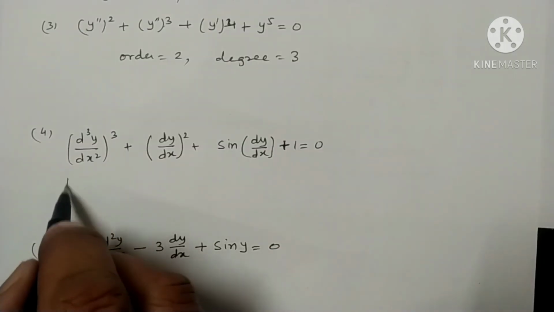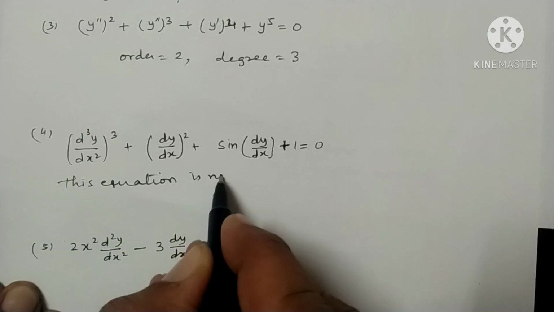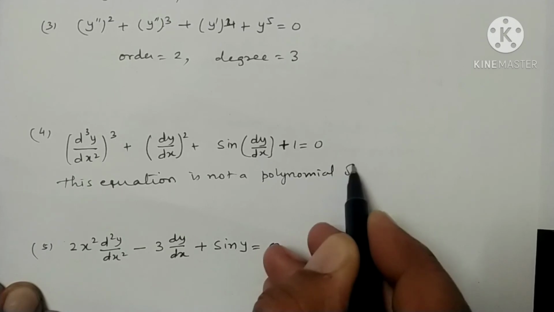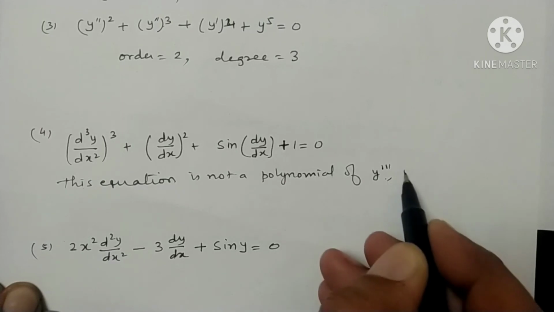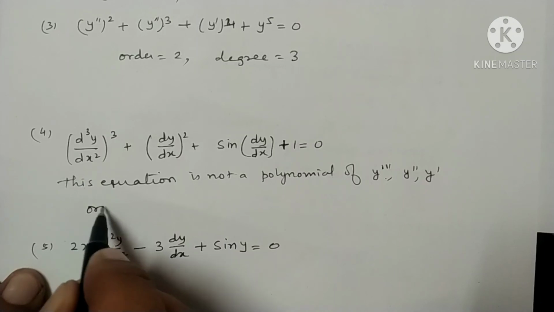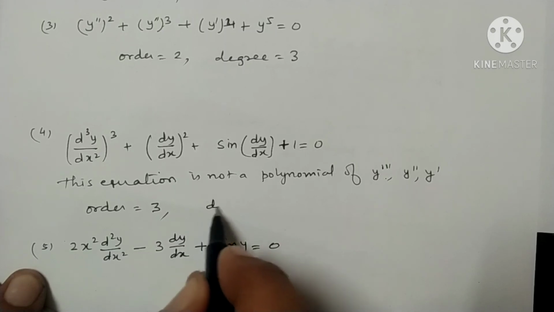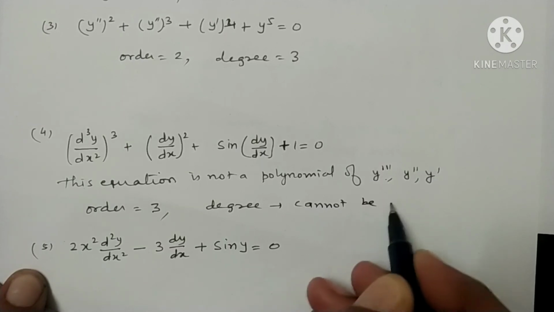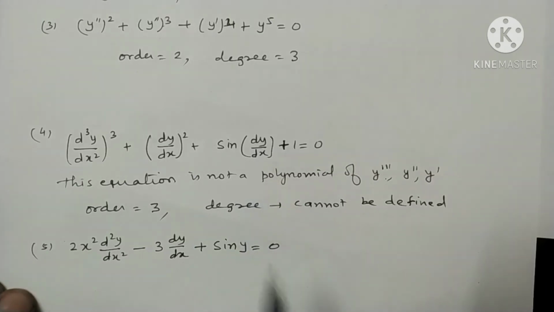For this next one, we write that this equation is not a polynomial of y dash. In this case, order means the highest derivative, which is 3. So order is 3. And for degree we write cannot be defined, because here we have sine(dy/dx).